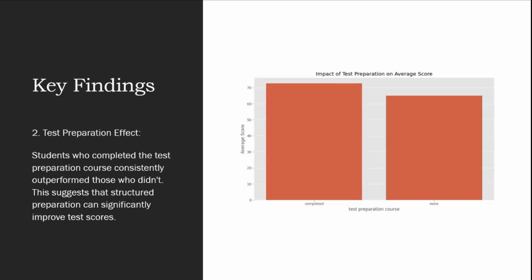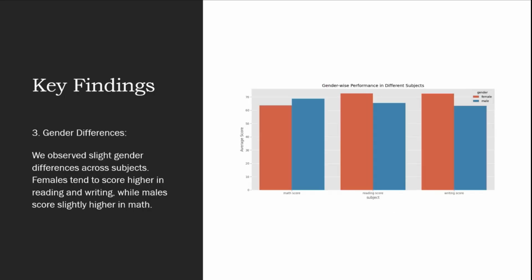Next, we observed that students who completed the test preparation course consistently outperformed those who didn't. This suggests that structured preparation can significantly improve test scores. Okay, next, we notice slight gender differences across subjects. Females tend to score higher in reading and writing, while males score slightly higher in math.